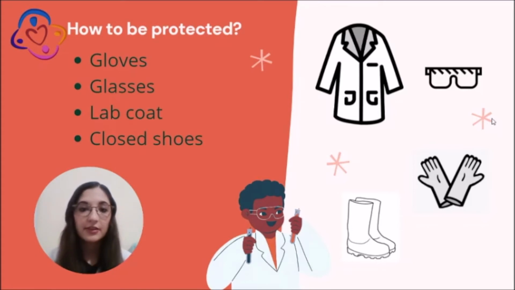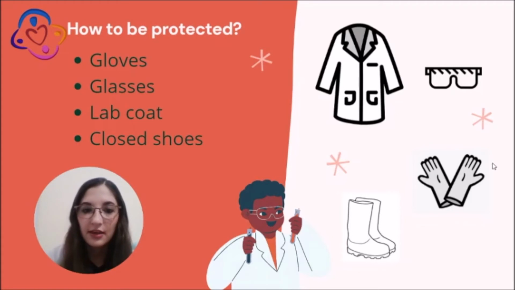We cannot stay there without it, even if you are not doing an experiment, because there are still the substances that we use in our experiments. And last but not least, the closed shoes. They are also always important because sometimes we can throw a substance and it can fall on our feet and it can be dangerous, but it also depends on the things that we are doing.